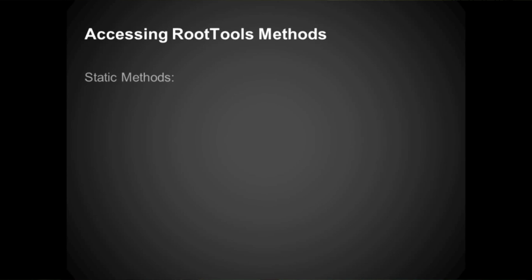So now that we have the application downloaded and added to your library or to your application, we need to learn how to access the RootTools methods. We have a lot of static methods within the RootTools library. These methods are meant as a convenience for doing common operations, such as getting root access, determining if you have root access, if Su is available on the phone, if BusyBox is available on the phone, and if you have access to root on the phone.